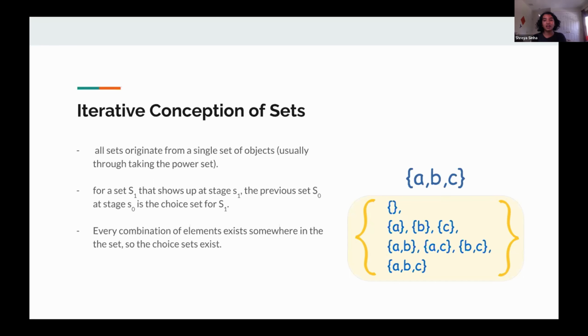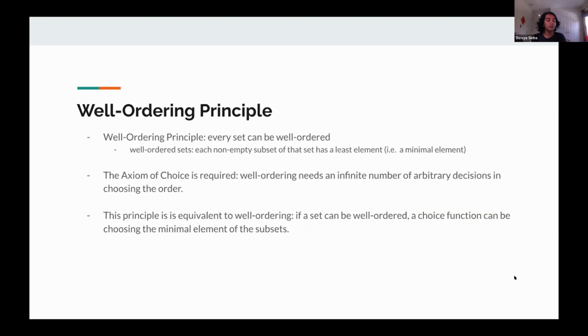And so then we're going to move on to an extrinsic justification. So those were our intrinsic justifications, why it seems natural and why it seems logical. And this is more about the results that we get. So one result that comes directly from the axiom of choice is the well-ordering principle. And all that says is every set can be well-ordered. Well-ordered sets are just that each non-empty subset of that set has a least element, or there's some way that we can order those elements such that there is a first element.